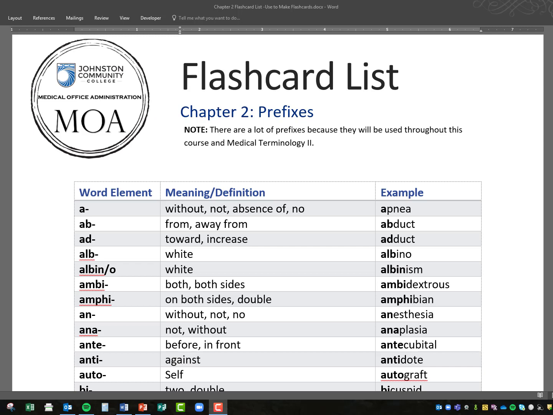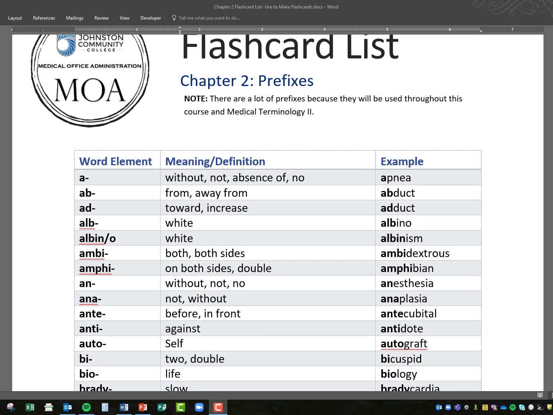Okay, I want to take a moment to go over the flashcard list. There are quite a few. If you notice on the list, which is in Blackboard on the left-hand toolbar, it says flashcards. I have all the lists for each chapter there. Not only do I give you the word element and our definition, I also give you an example.